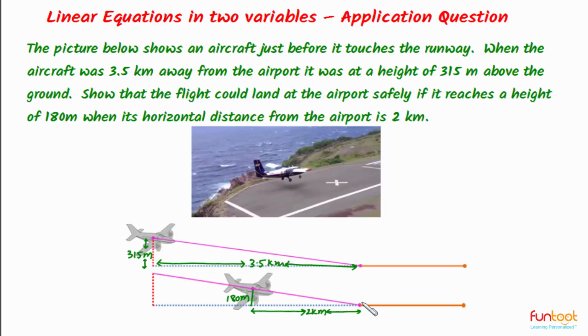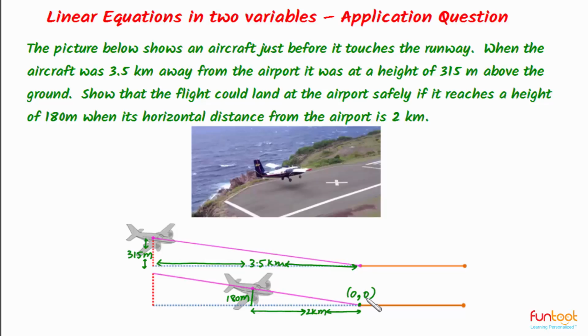Mathematically, we can say for safe landing, when the height of the aeroplane becomes 0, that means when it touches the ground, then the horizontal distance of the aircraft from the runway should also become 0 at that point. So that means the point of touchdown here should be (0, 0). Height becomes 0 and horizontal distance from the point of touchdown on the runway also becomes 0.